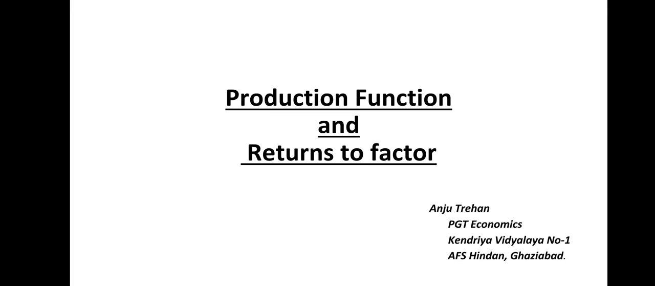Today we are starting our third unit, that is Producer Behavior and Supply. Its CBSE weightage is 13 marks and questions of 1 mark, 3 mark, 4 mark and 6 marks can be asked from this chapter. So today we will start with the production function.